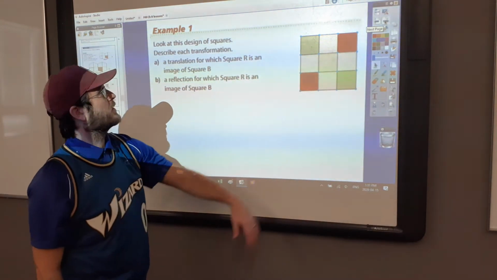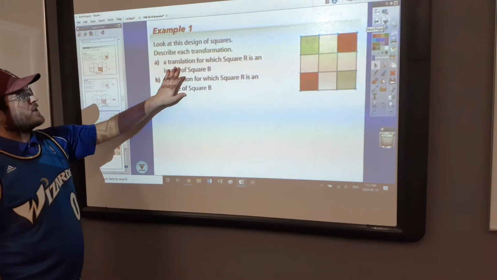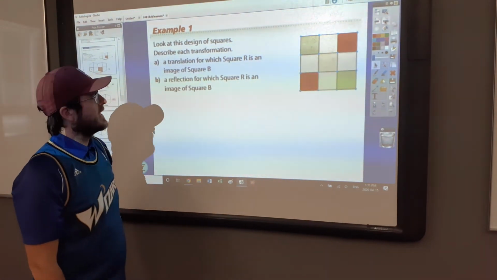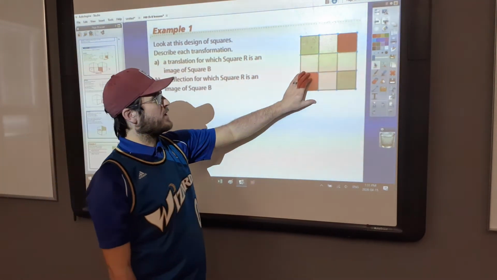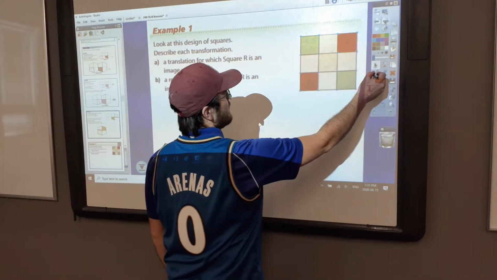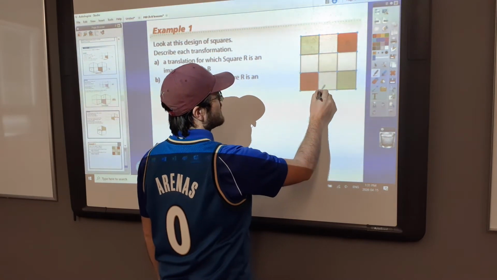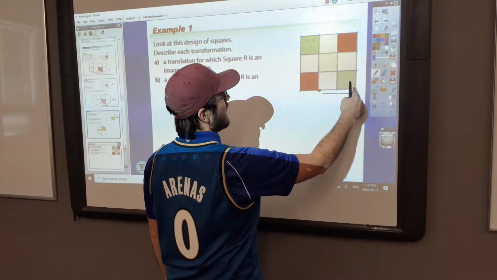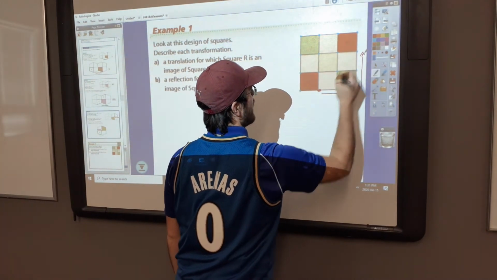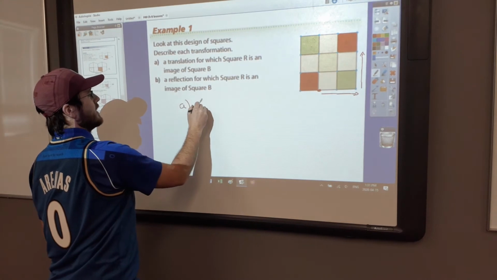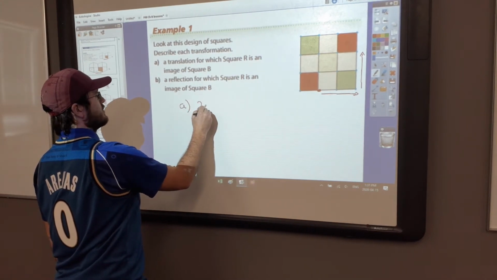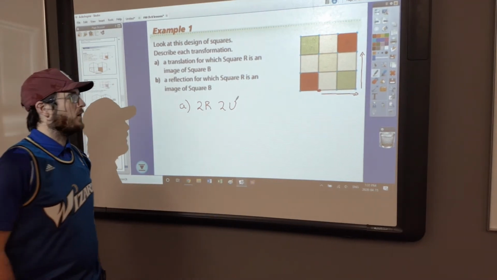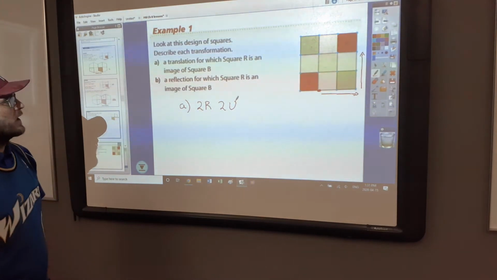Okay, so here's a design of a bunch of squares. Describe each transformation. A translation, so sliding it over, where square R is an image of square B. So that means we're starting with B and we're getting to R. So again, if I take a point, doesn't matter which one you take, but if I take this point, I need to move this 2 over and 2 up. So how do we describe that? We would say it's a translation of 2 to the right and 2 up, and you can just use the short form R and L and U and D when you're making a translation.